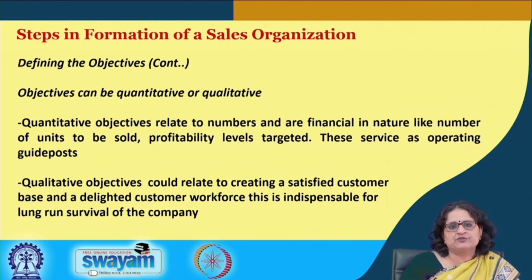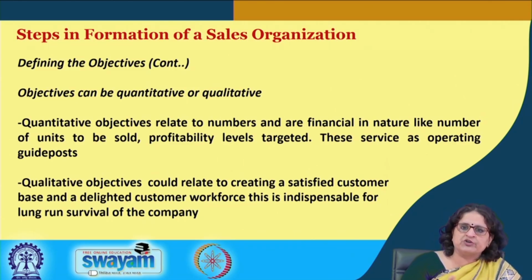Objectives can be qualitative or quantitative. Quantitative objectives relate to numbers, which are typical numbers like the number of units to be sold, profitability levels which are targeted, and market share to be attained.